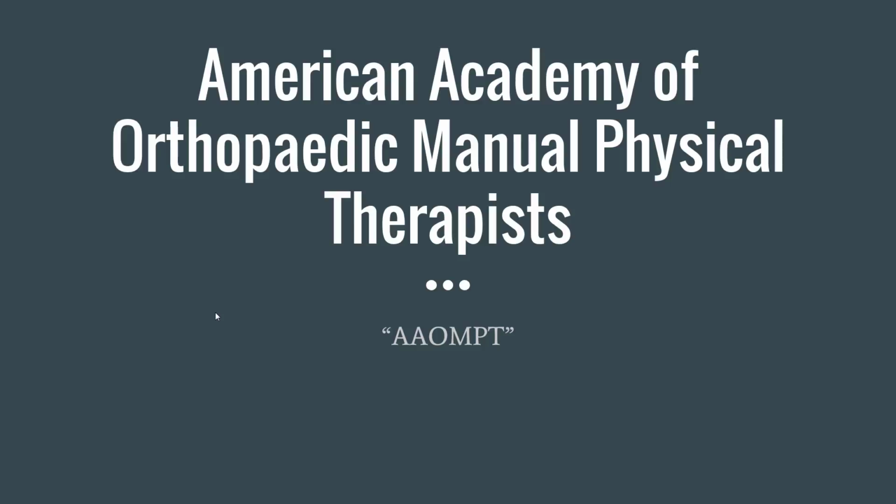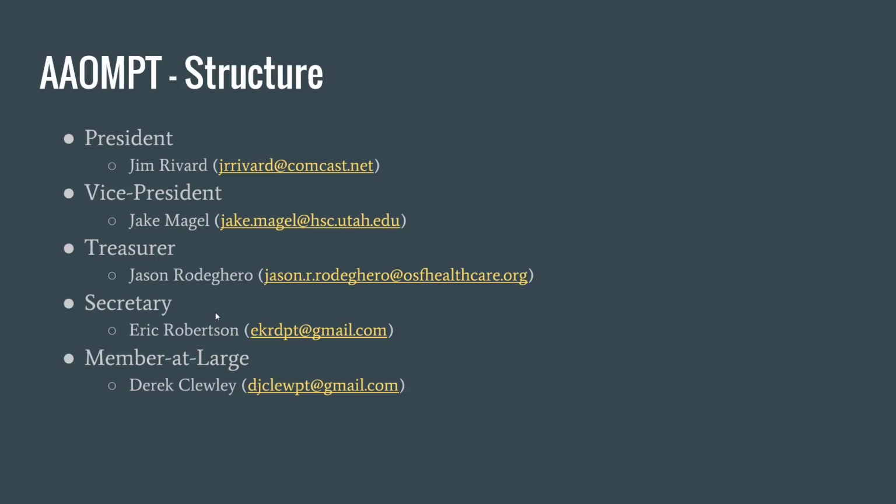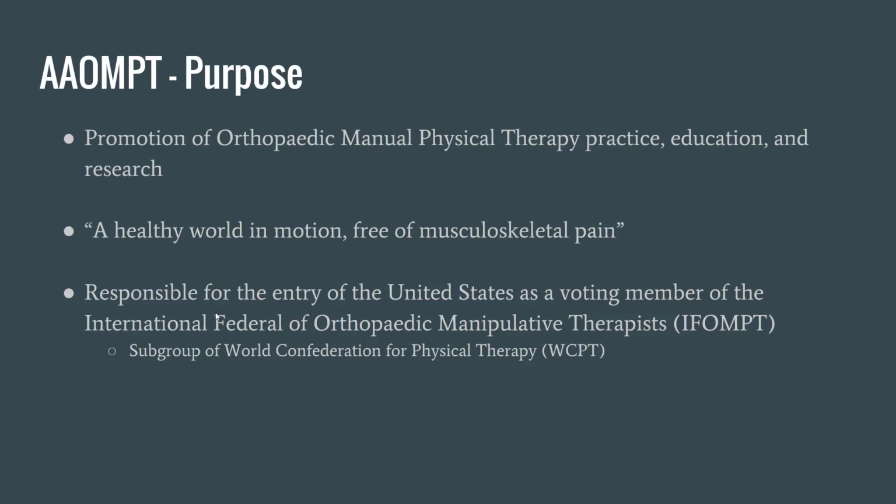So how is AAOMPT structured? Very lean compared to the APTA. The executive board has 5 members: a president, vice president, treasurer, secretary, and member at large. The purpose of AAOMPT is to promote orthopedic manual physical therapy practice, education, and research. The vision statement of AAOMPT is a healthy world in motion, free of musculoskeletal pain.